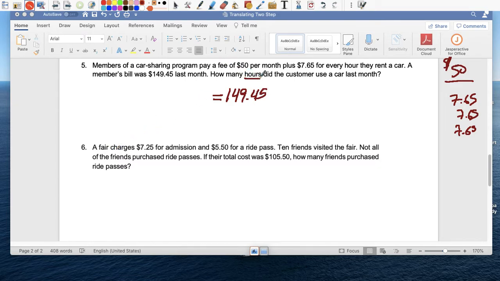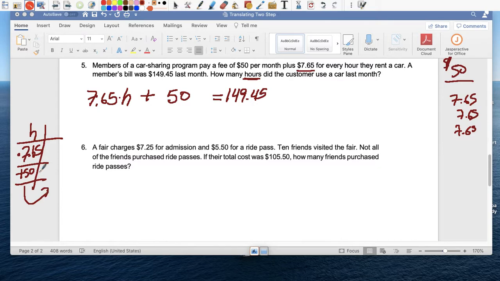How many hours? Hours is my variable. What do I know about the hours? Well, I know that every hour is $7.65, so 7.65 times H. Plus, what else do we have to pay for? We have to pay $50. So again, here's my variable H times 7.65 plus 50. So going backwards, we're going to do minus 50 and divide by 7.65.